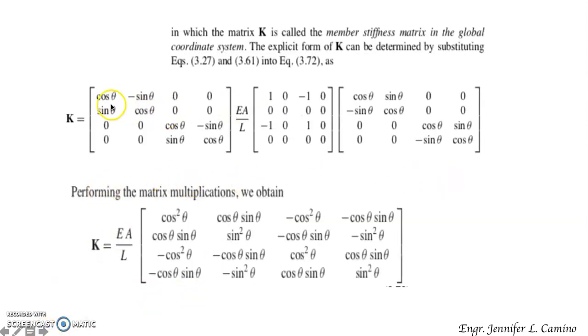So we need the value for cosine theta and sine theta using the equations that we have discussed in the previous discussion. Of course, you will have to know the value for modulus of elasticity, the area, and the length for each member. And in matrix form, if we try to simplify this one, this is now the simplified form of our member stiffness matrix in the global coordinate system. So we will be using this equation.